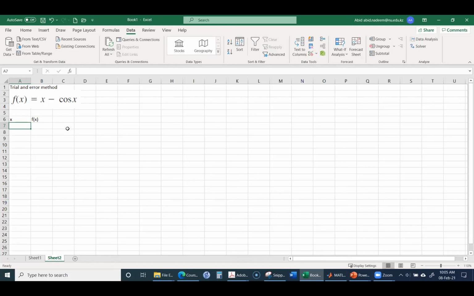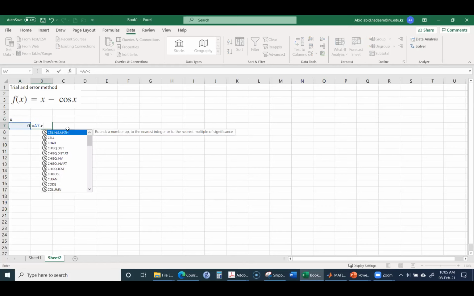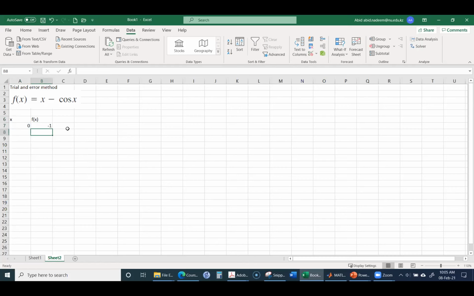So we can assume any value of x, maybe 0. Then we can calculate the value of the function of x. In this case it is x minus cosine of x, so it will now be -1. By trial and error, we need to find the value of x so that f(x) becomes equal to 0.